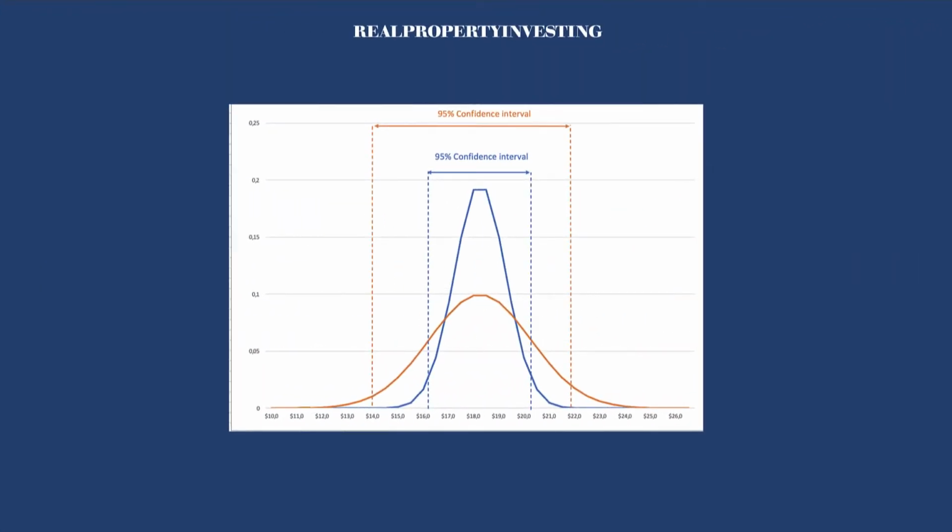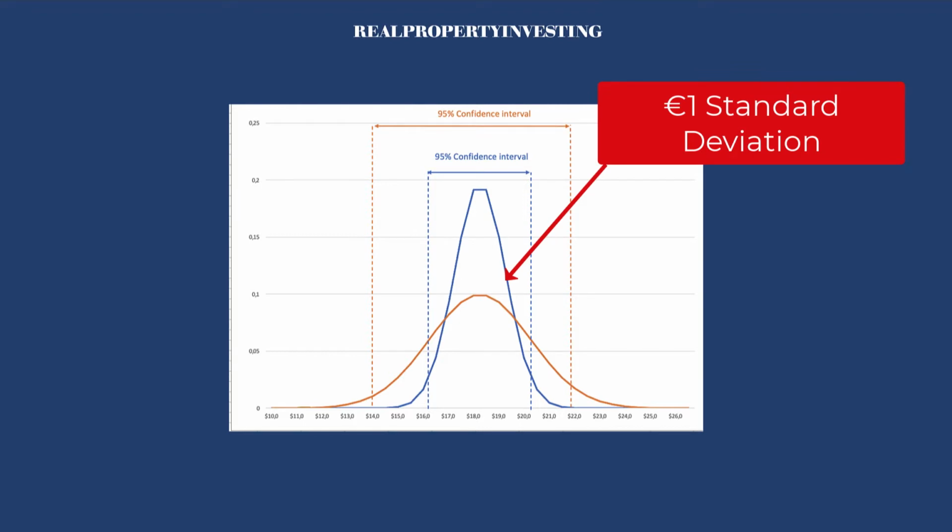Let's have a look at two data sets with the exact same mean but different levels of dispersion. Let's assume we are projecting the mean level of rents in a certain market, which our data tells us is 18 euros. The blue line represents a data set with a standard deviation of 1 euro, and the orange line is based on a data set with a mean of 18 euros and a standard deviation of 2 euros.